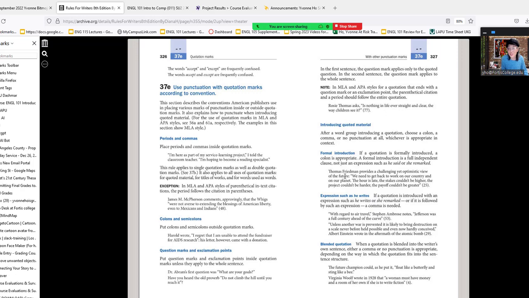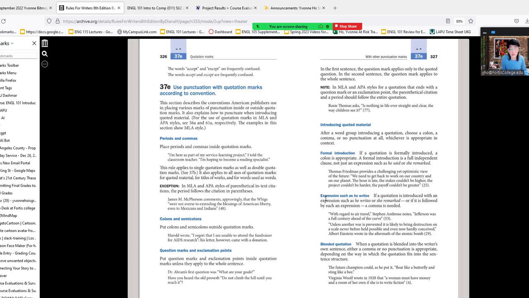This is also known as a signal phrase. And so you would put in the formal introduction to signal to the reader that you're about to start an in-text citation. This is done in MLA because it's missing the date. If it had a date, that would be APA. But still, the punctuation for MLA and APA are the same. You still have to put in the colon, and then you have your in-text citation.